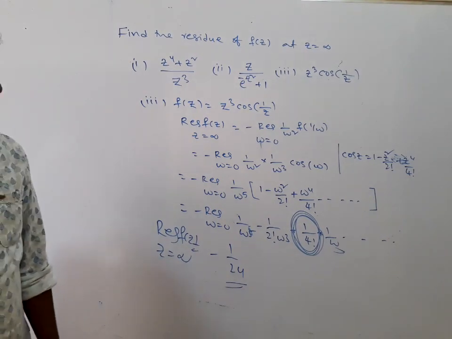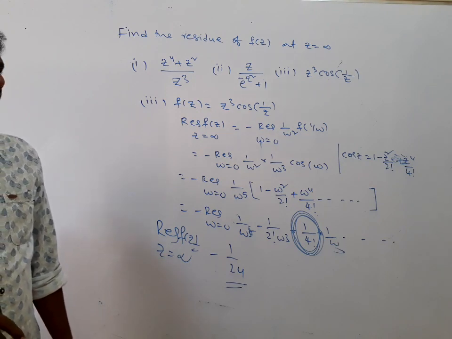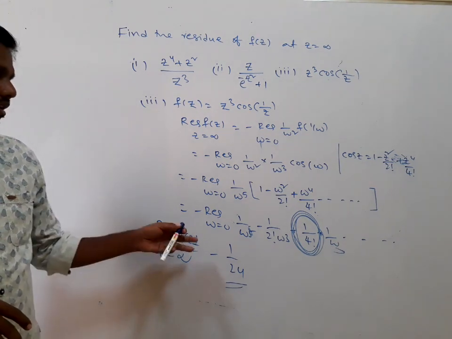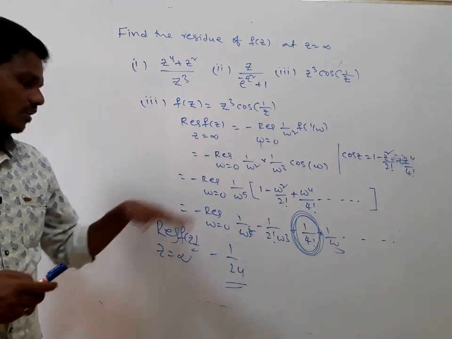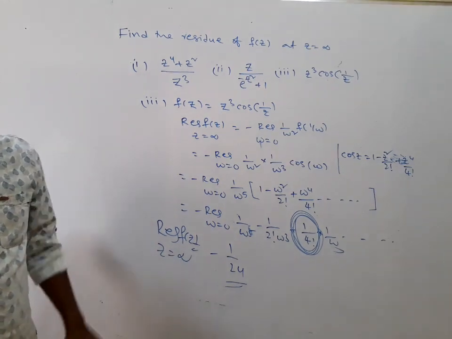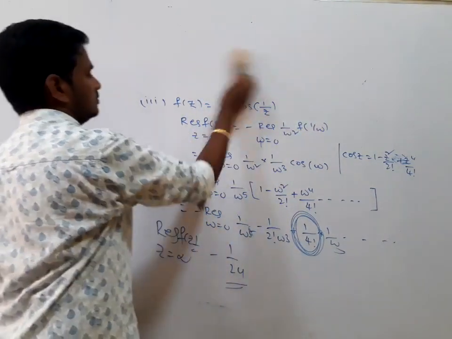Just one more thing we left here, that is finding the residue of f of z when z equals a is a pole of order m. We will cover that in the next theorem. This is the calculation of the residues in different cases.